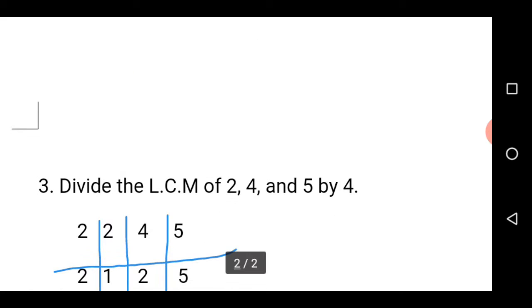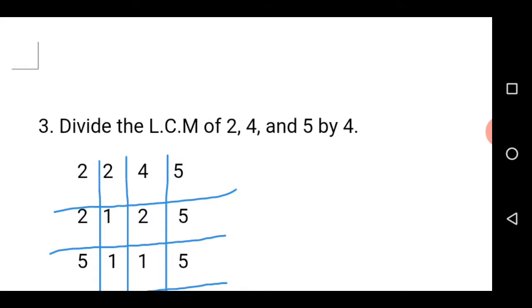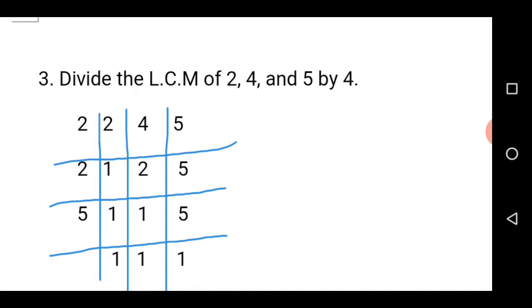Let us now quickly move to the last example, which is number 3. Divide the LCM of 2, 4 and 5 by 4. I repeat the question. Divide the LCM of 2, 4 and 5 by 4. So how many 2 are we going to get in 2 now? You are going to get 1. How many 2 are we going to get in 4? You are going to get 2. How many 2 are you going to get in 5? You are going to repeat that 5.